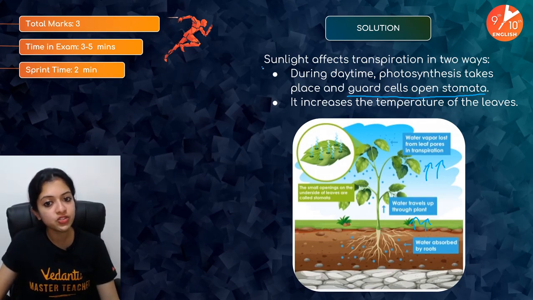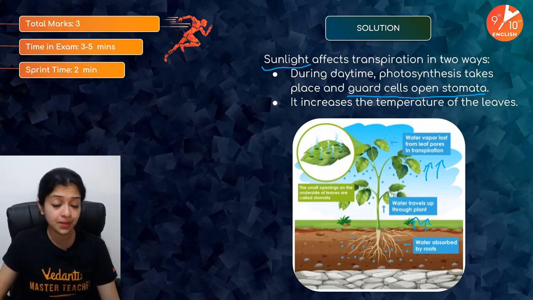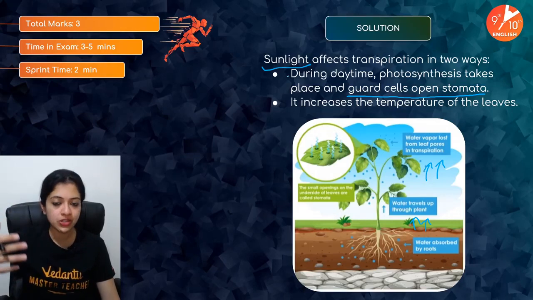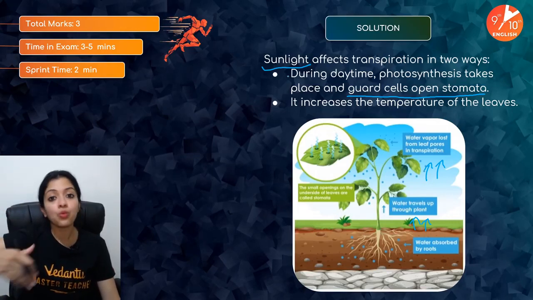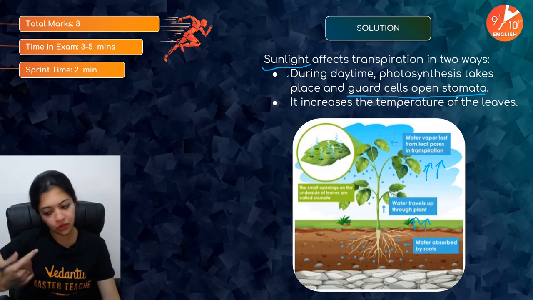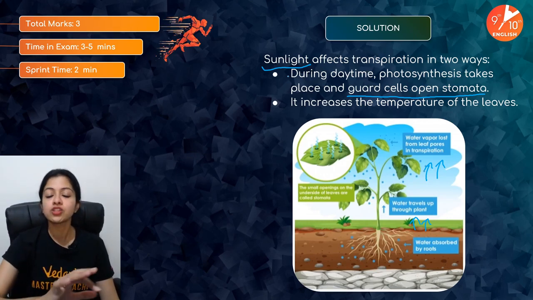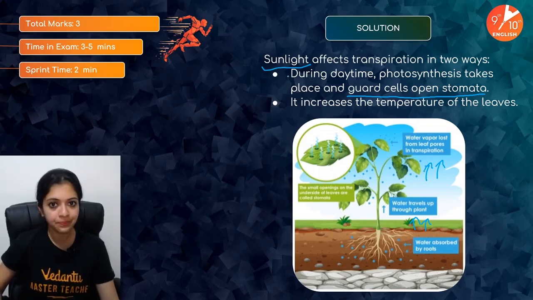So although it is just about one particular factor, sunlight, this is triggering a series of reactions which is helping in water uptake from the roots. All right, guys. So you are expected to explain it well enough according to the marks that it deserves. So I think that's about it.